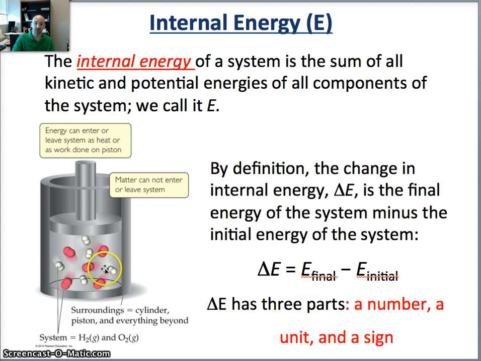Okay. And if we look at this figure over here on the left, the internal energy includes not only the motion and interactions of hydrogen and oxygen molecules, but also the nuclei and electrons which are bumping together as well. Anytime we talk about delta E, you need to realize it has 3 parts. It has a number, whatever that value is. It has a unit, joules, kilojoules, whatever it is, and a sign, either positive or negative.